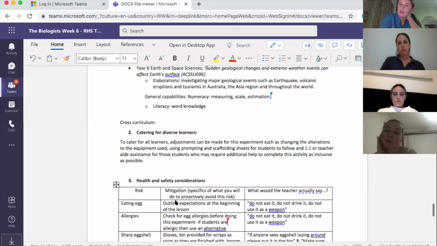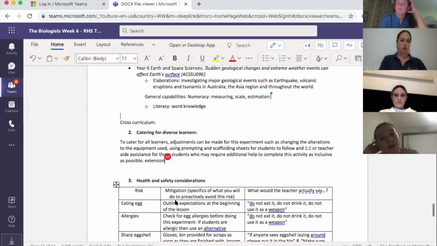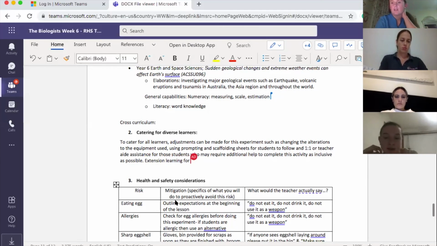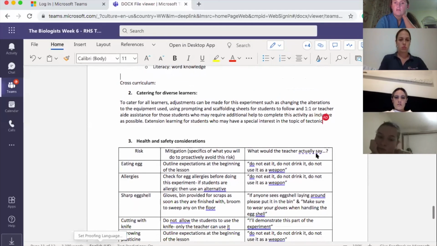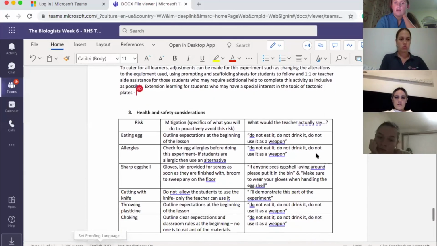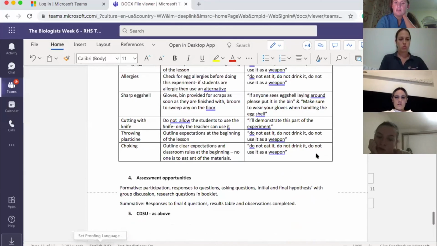Okay. Well, you could get students who have a special interest in tectonic plates or earthquakes or volcanoes, and the teacher might ask them to explain and share their ideas, and then correct any alternative conceptions if there are any. Our health and safety is pretty standard.